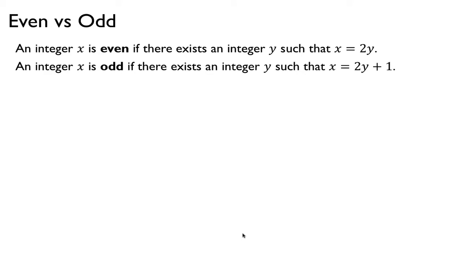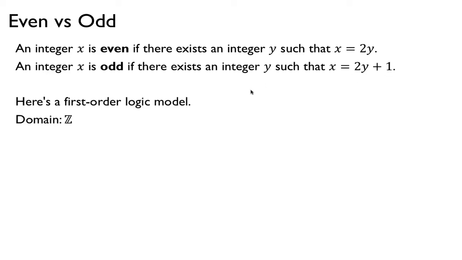I want to introduce some definitions that will be helpful for us when we discuss some basic math proofs. So, even versus odd. An integer x is even if there's an integer y so that x is 2 times y. An integer x is odd if there's an integer y such that x is 2y plus 1. So those are the definitions of even and odd.